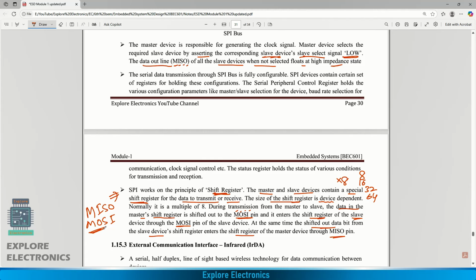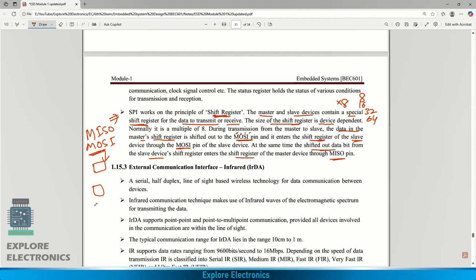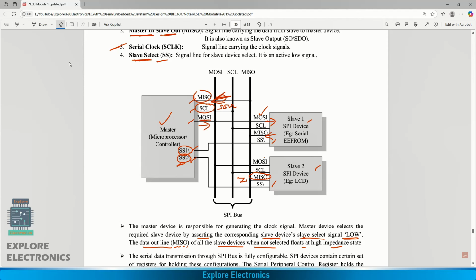This is master output. The master will send the data from the shift register of the master. It will be received by the shift register of the slave device through the master out, slave in pin of the slave, right? This is the slave device. So a shift register is there here as well, and here as well. This is about SPI. You may get a question on SPI and I2C in the exam. You need to explain how they work and what signal lines are present, and you need to draw this diagram. This diagram is very important to fetch the marks.